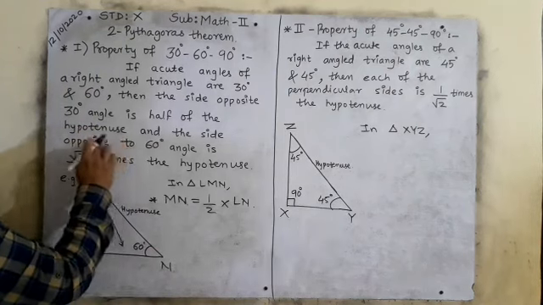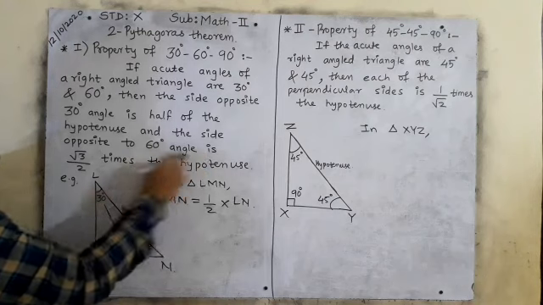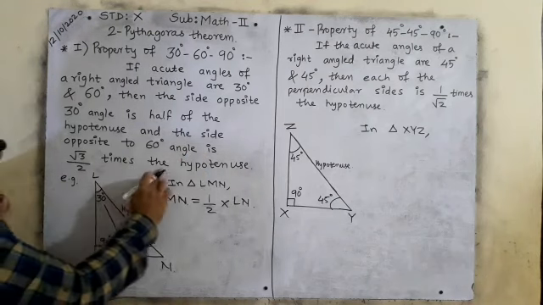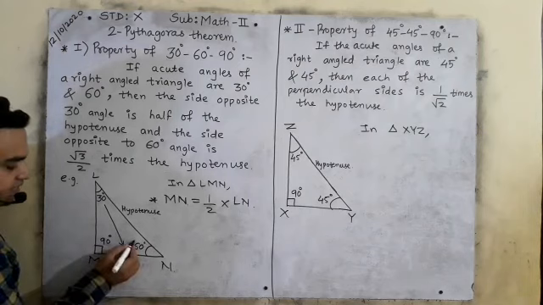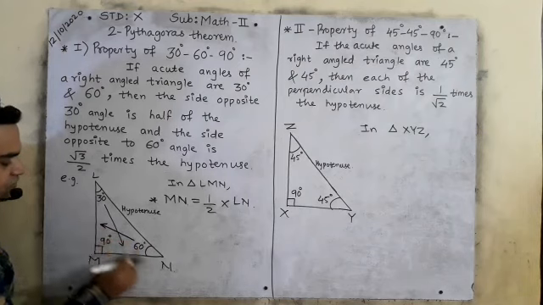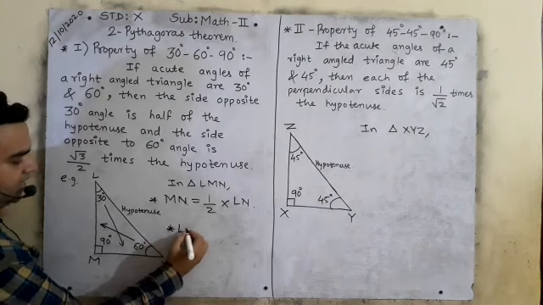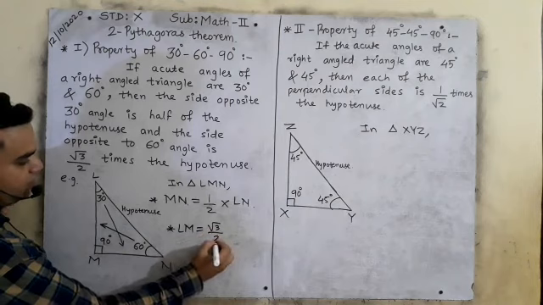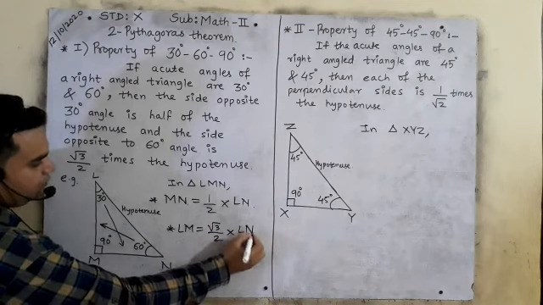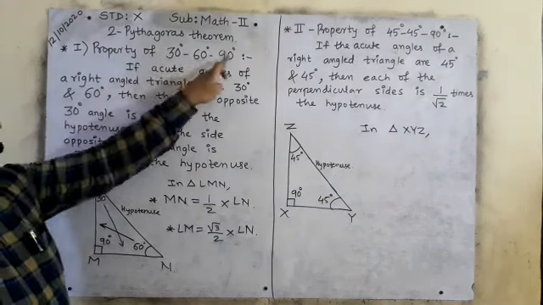Then there is one more thing: the side opposite to 60 degree angle is root 3 upon 2 times the hypotenuse. Now here angle N is 60 degree, and the side opposite to 60 degree is side LM. So here LM is root 3 upon 2 of its hypotenuse. So this is the property of 30, 60 and 90.